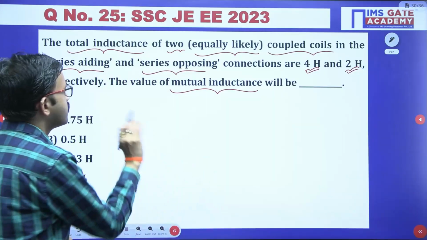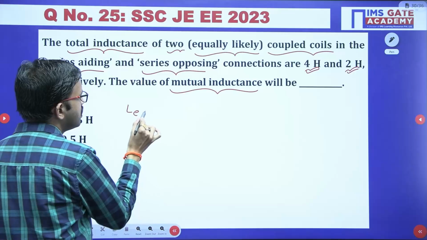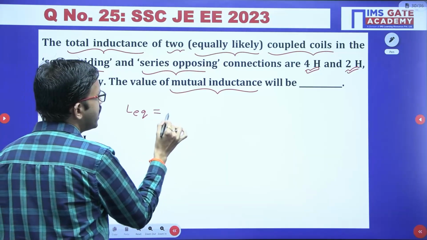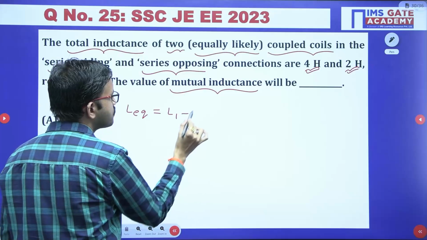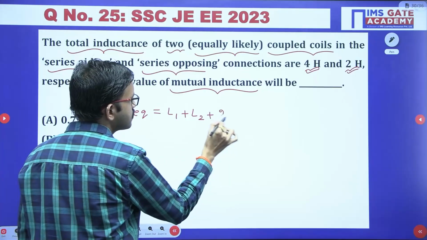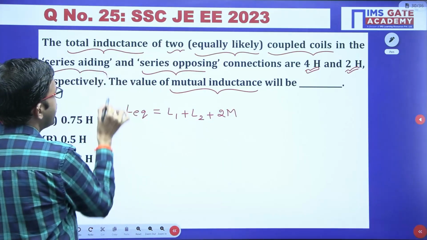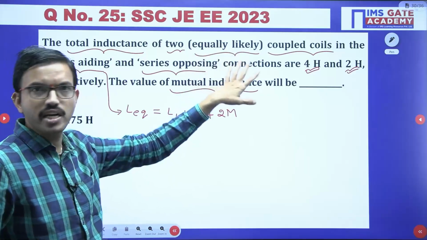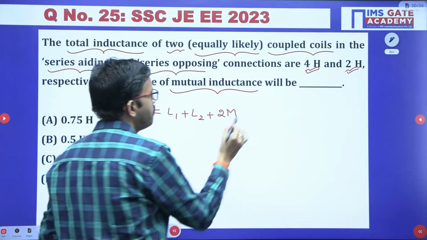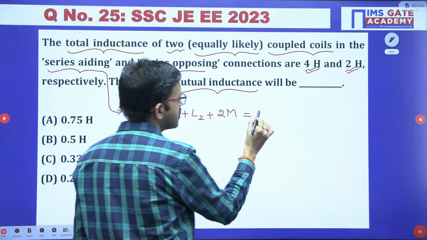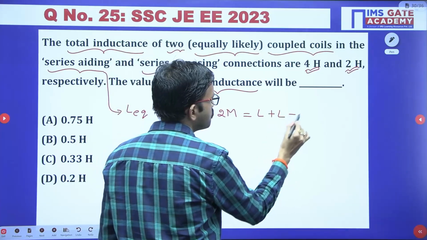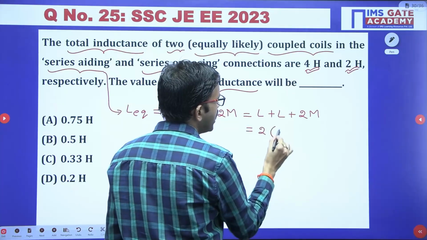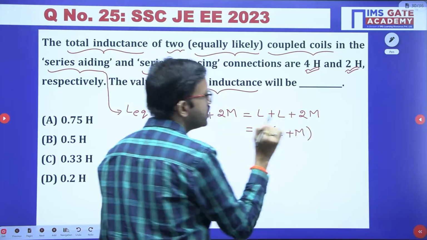See, first I am writing the L equivalent formula for the series aiding case. For series aiding, L1 plus L2 plus 2m. But in the question they have mentioned both have equal inductance, that means both the self-inductances are same. So L1, L2 you can consider the same. L plus 2m. So from here you are getting 2 into L plus m.